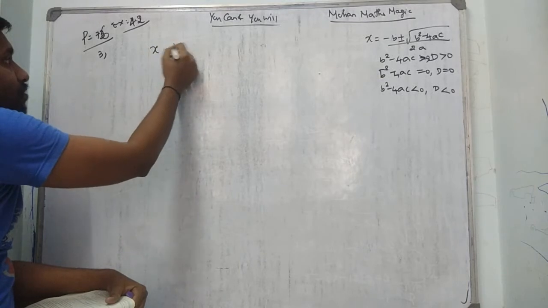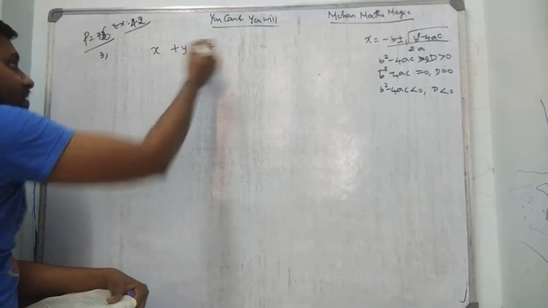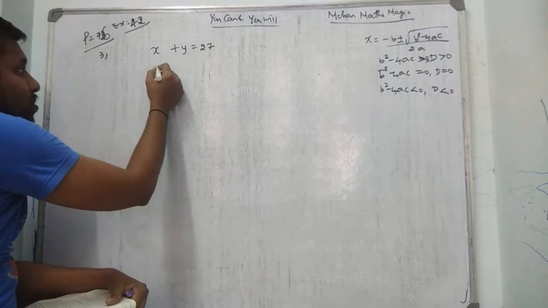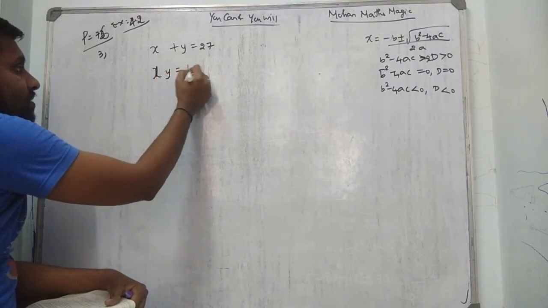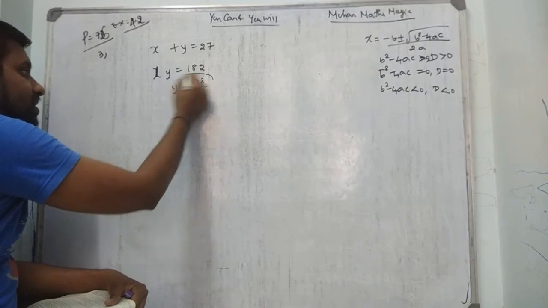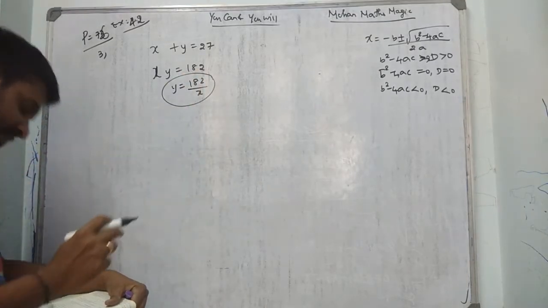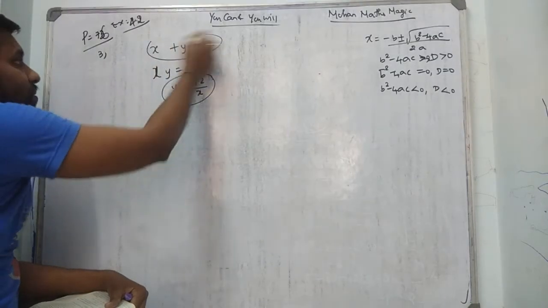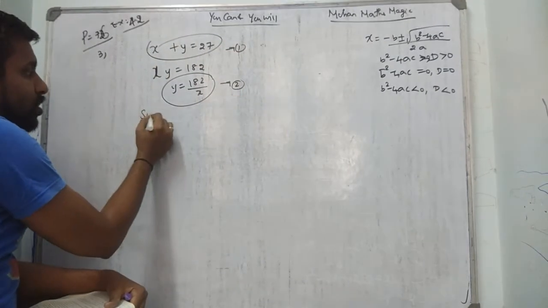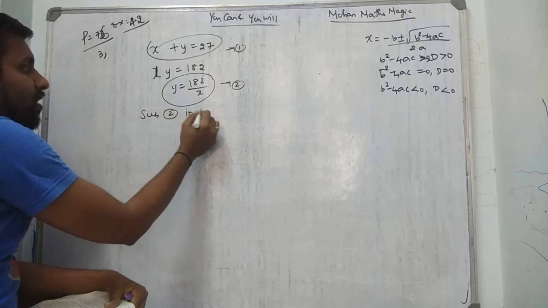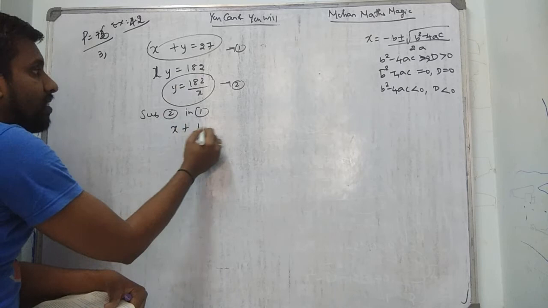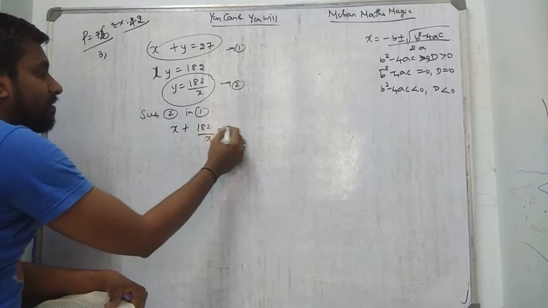Let x plus y equal to 27, and the product is 182. So if I multiply these two numbers, I'll get 182. So y equal to 182 upon x. This is an important step. This is equation number 1, and this is equation number 2. Substitute equation number 2 in 1. Wherever y comes, you have to substitute: x plus 182 upon x equal to 27.